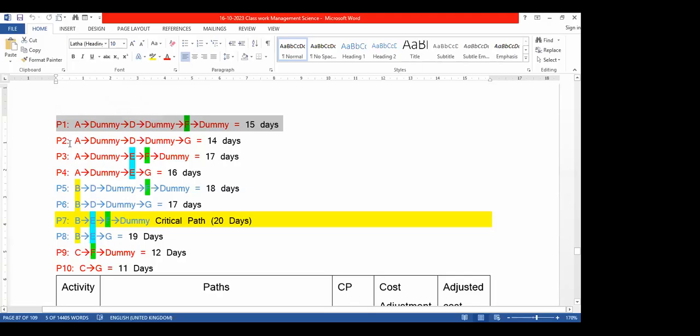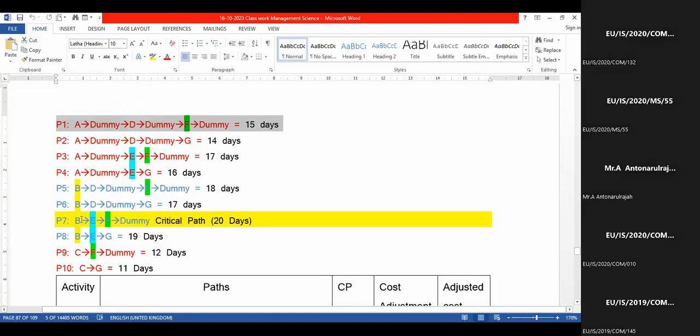F dummy is 15 days. Likewise, P2, A, dummy, D, dummy, G, that is equal to 14 days. If you look at all these paths, only the critical path D, E, F takes 20 days, because that is the longest path, the critical path of the project, right? In both ways we can calculate: directly by the diagram, and also after checking the paths.